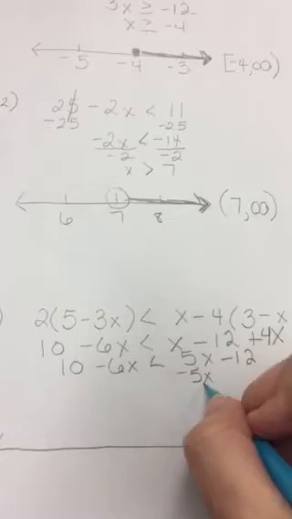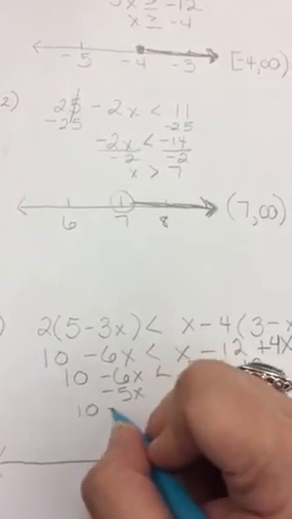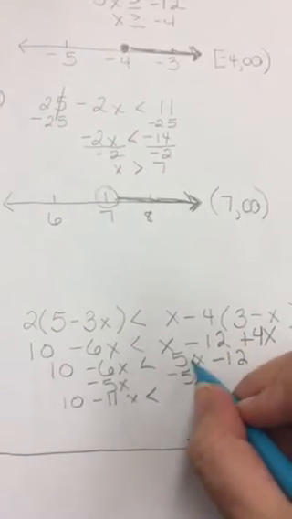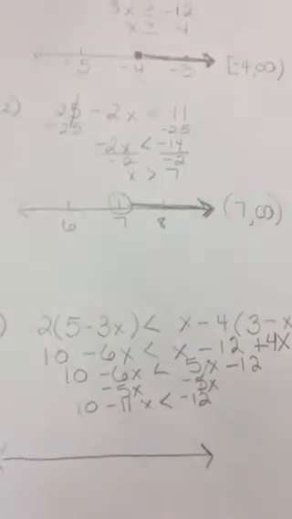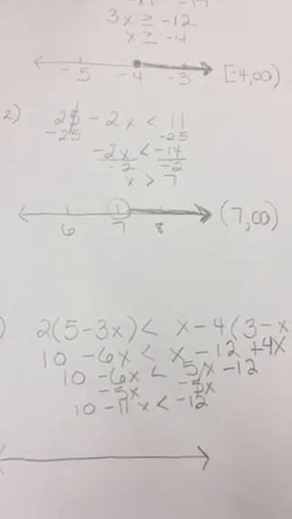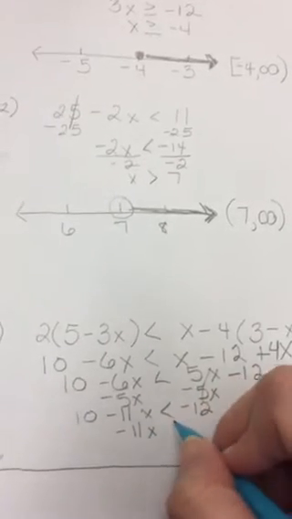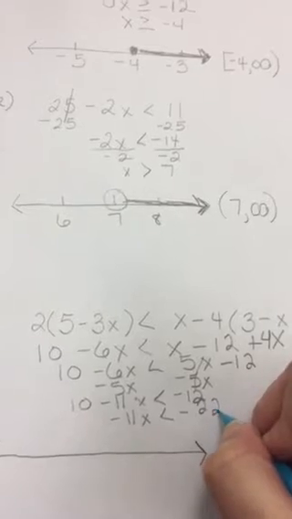So I've distributed, I've combined my like terms, and it's now time to get the variable on one side, and I'm just choosing to take it to the left side. So that's going to be a 10 minus 11x is less than, and that canceled, watch that sign, a negative 12. And then I'm going to subtract 10 from both sides. When I subtract 10 from both sides, I'm going to get a negative 22.